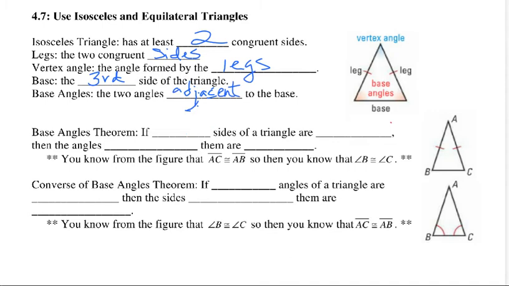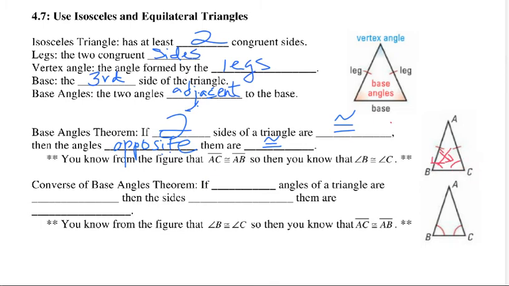The base angles theorem is one of the most important ones, and that's if we have two sides of a triangle that are congruent, then we know that the angles opposite them are congruent. So when we're looking at this figure over here on the right hand side, since we see that AC is congruent to AB, then we know that angle B is congruent to angle C.